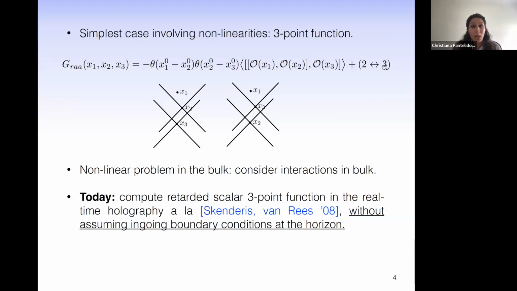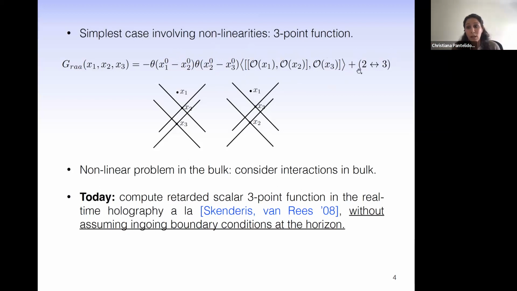Let me start first by discussing the first term. In order to compute this, we need to take the commutator of the operator we have at position x1 with the operator at position x2. And then we take the nested commutator of that with the operator at position x3. Then we take the thermal expectation value. And now we multiply this whole lot with two theta functions that essentially say that x1 is in the future of x2 and x2 is in the future of x3. So this is the first term.